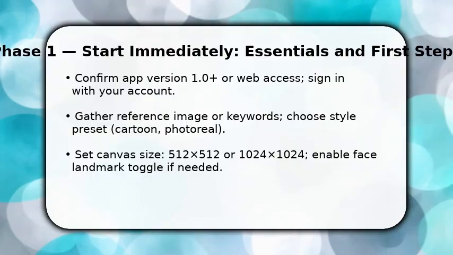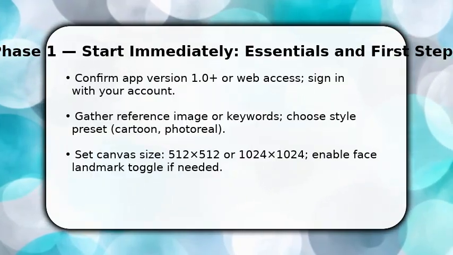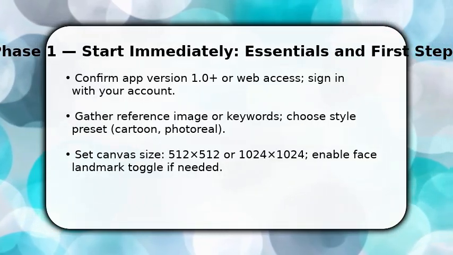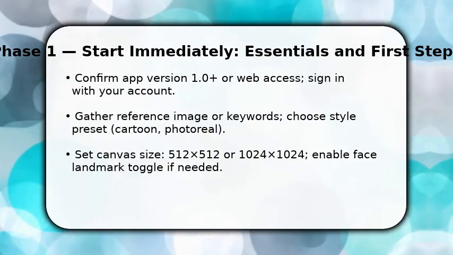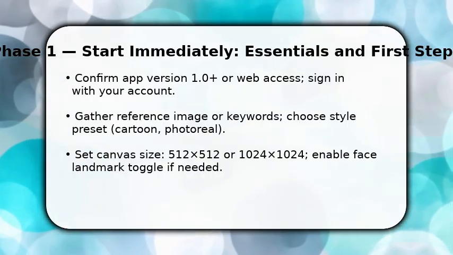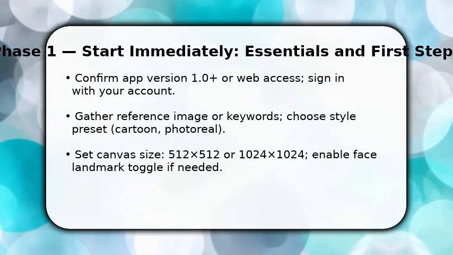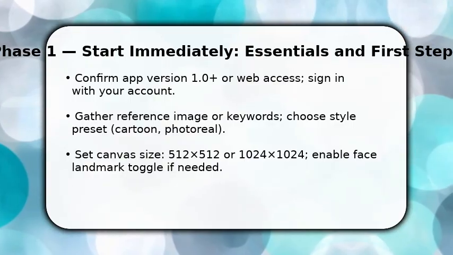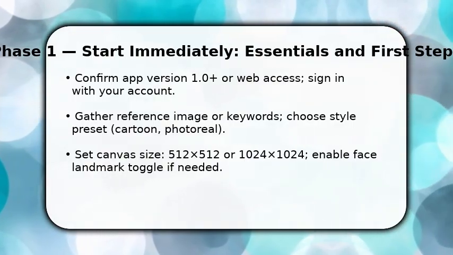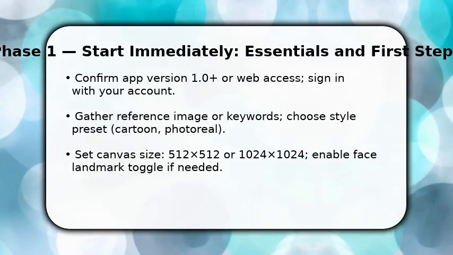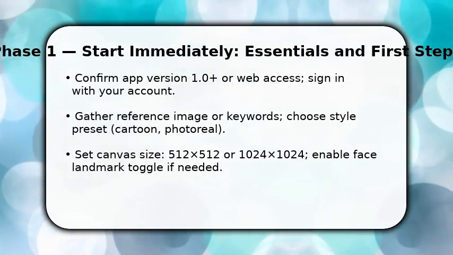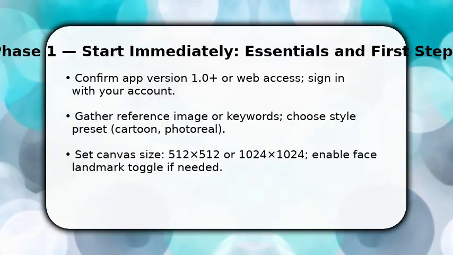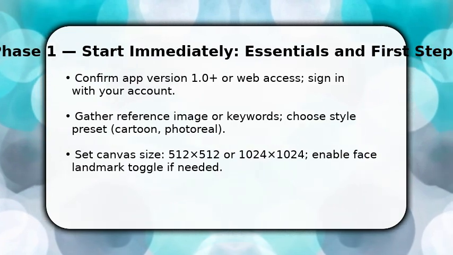Enjoy the video. You start by getting the essentials ready. Sign in and confirm version 1.0 or later so features match what I describe. Once done, pick a reference image or list keywords that capture mood and features. This guides the generator. Make sure you select a style preset, cartoon for bold shapes, photoreal for subtle texture, and set canvas size, like 512 x 512, so results import cleanly into other tools. This prevents resizing artifacts later.